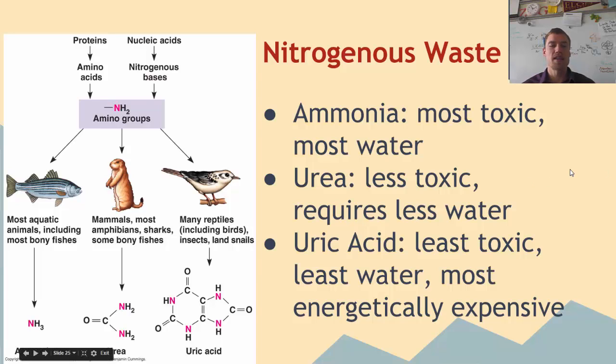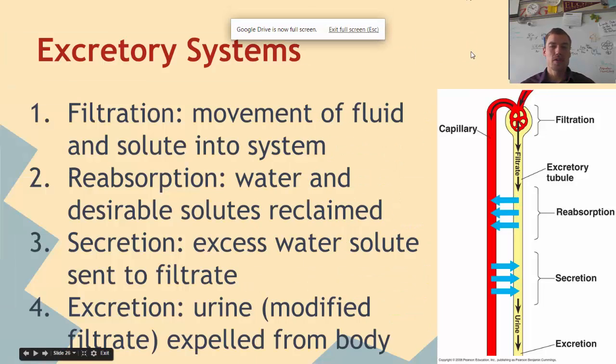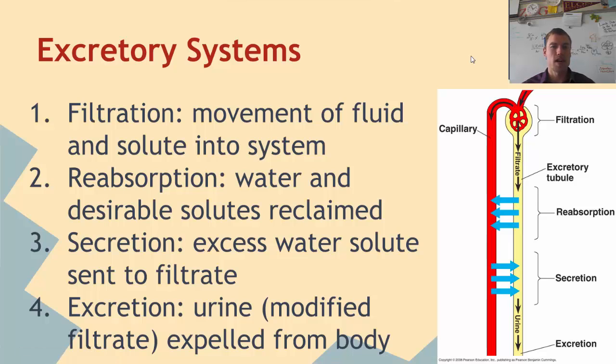Uric acid is produced by things like reptiles, which, remember, includes birds, as well as insects and land snails. These organisms want to maintain as much water inside themselves as they can, based on the environments that they live in. All right, so the excretory system is linked greatly with this process of osmoregulation.